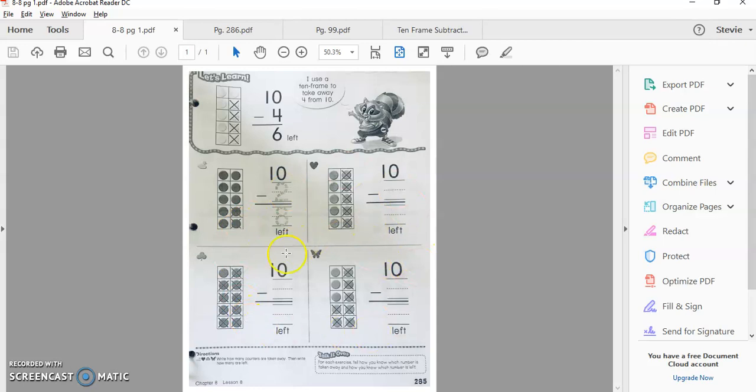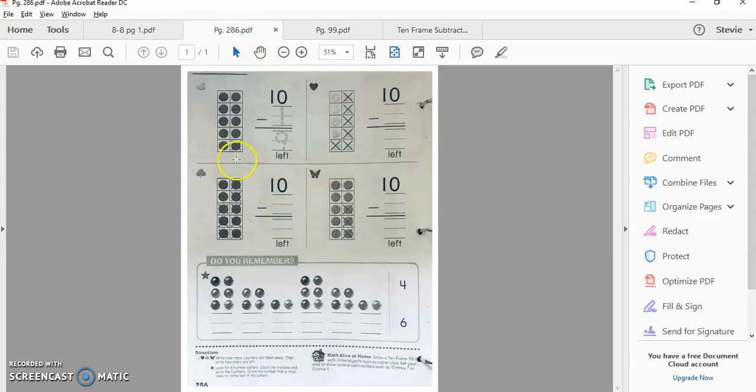So you need to do this whole page. You are writing how many counters are taken away, then write how many are left over. How many are taken away? How many are left over? Okay, on the back, same thing. Write how many counters are taken away and how many are left over on each of them. How many are taken away? How many are left over?